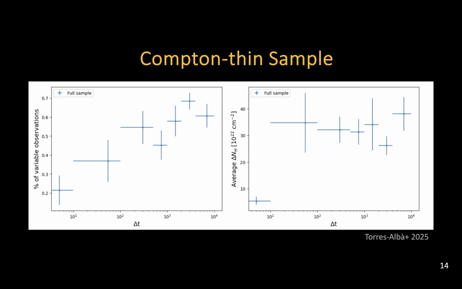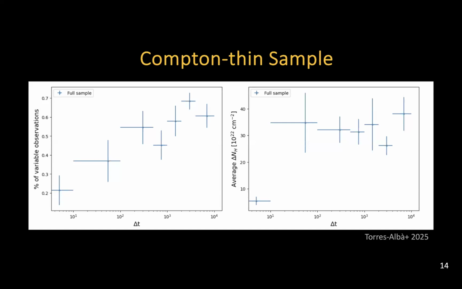Something else that we can also try to use is this plot, the average change in obscuration between 2 different observations of the same source as a function of the time span.